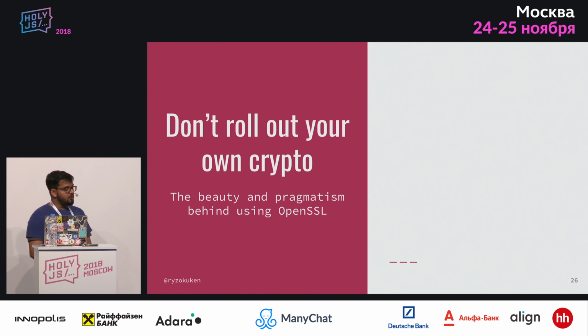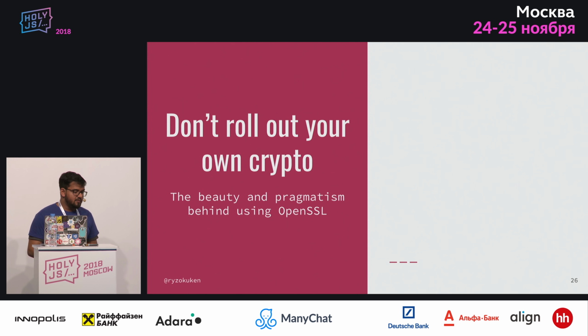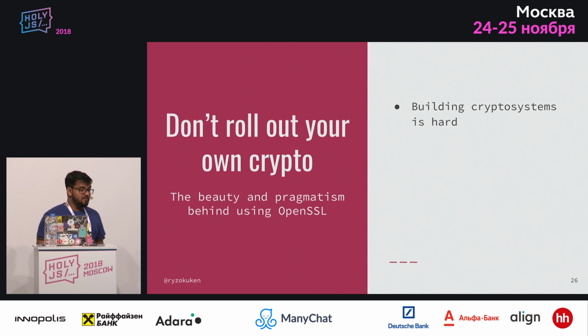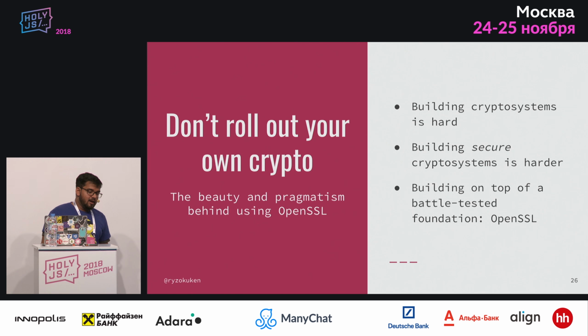Now, why not roll out your own crypto? Why do we use something like OpenSSL? Why not just make our own crypto, maybe in JavaScript? And why should you not use an NPM module that does crypto all by themselves? Hopefully you'll appreciate the beauty and pragmatism behind using OpenSSL by the end of this section. But yeah, building crypto systems is hard, in case you didn't notice. But you know what's harder? Building secure crypto systems. It's very difficult to get in place. And what we do instead is we build on top of a battle-tested foundation, which is OpenSSL. It's robust, it's battle-tested, and it just works.